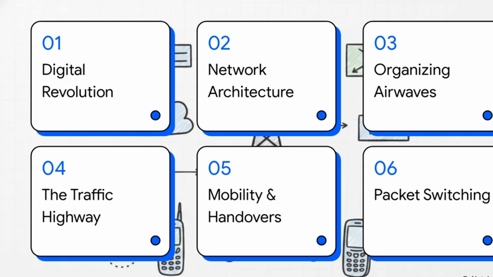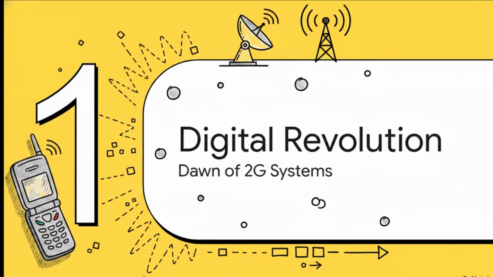We're taking a comprehensive, top-down systems approach. First, the digital cellular revolution. Then, we map out the GSM network architecture, organize the airwaves, jump onto the traffic highway, look at mobility and handovers, and finally explore the evolution to packet switching. Section 1. The digital cellular revolution.